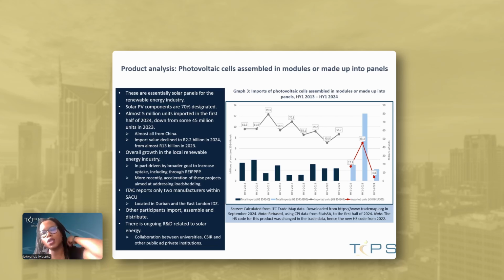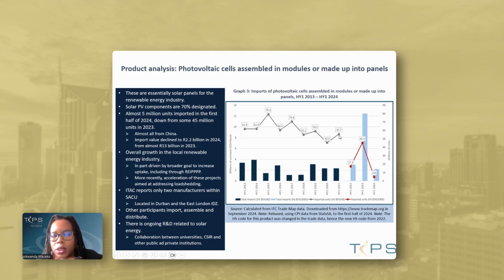Part of the issue then became that there were local manufacturers of these particular products that went to ITEC and said, hey, we're struggling with some of the competition from countries such as China, and we need to protect the local industry, which is when we see the introduction of a 10% ad valorem duty on imports of solar panels.